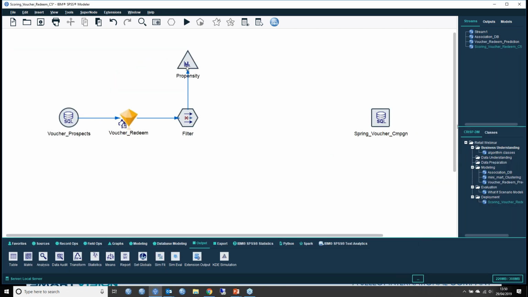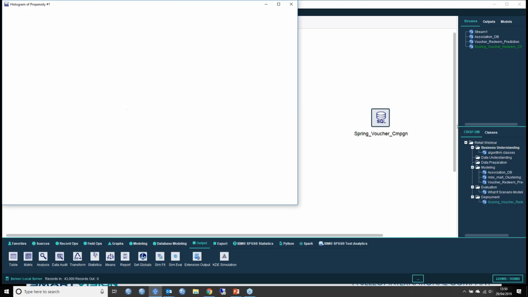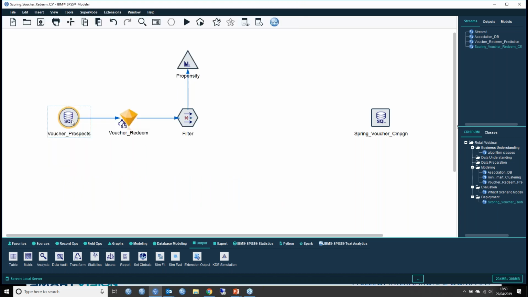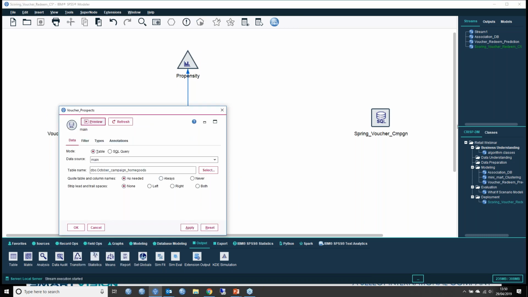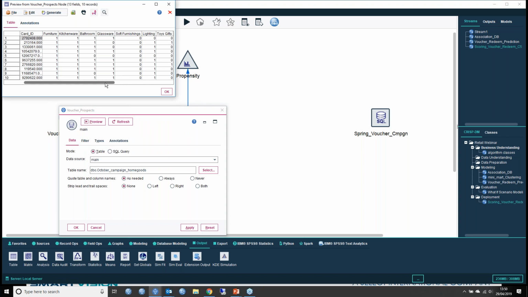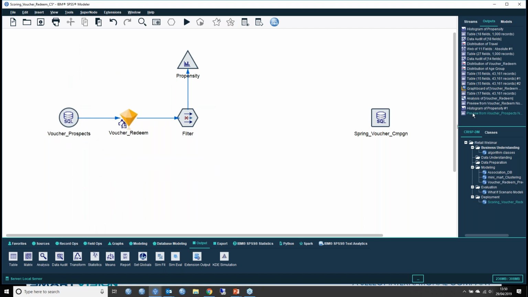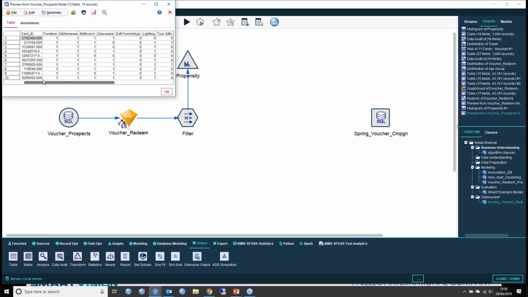So if I take that probability value and I chart it, I can create a little chart of it. I can say, well, all the people at this end of the chart are the people who have the high likelihood of redeeming the voucher, and all the people at this end of the chart have the low likelihood of redeeming the voucher. But the thing that's interesting here is that this model is being applied to data, if I just show you the data here, where the outcome is unknown. In other words, these people haven't been offered this voucher yet.